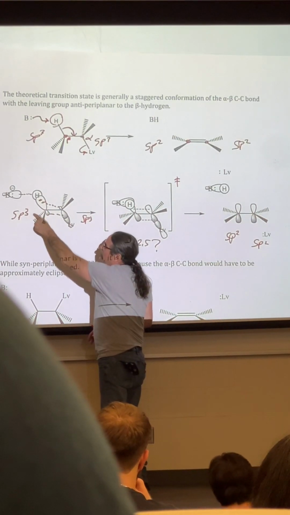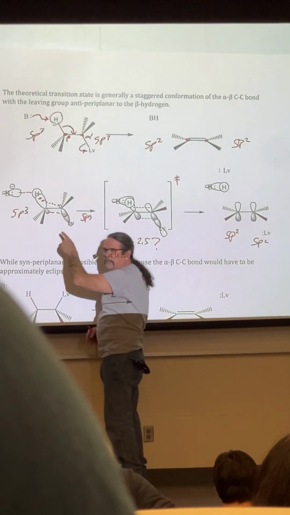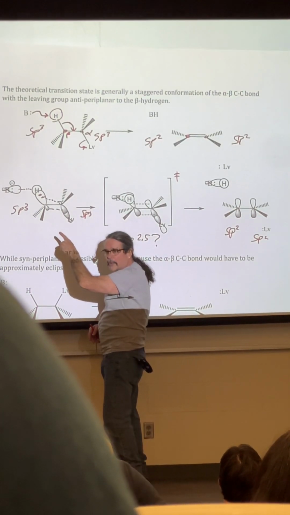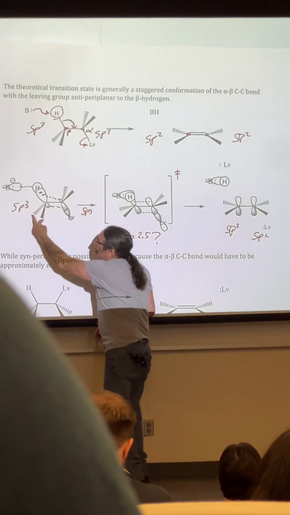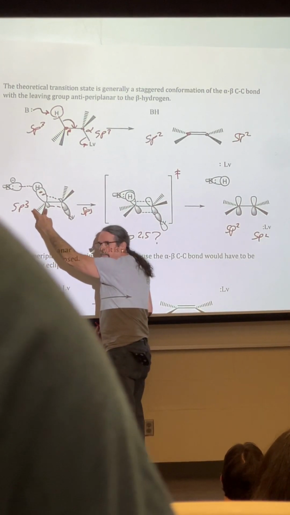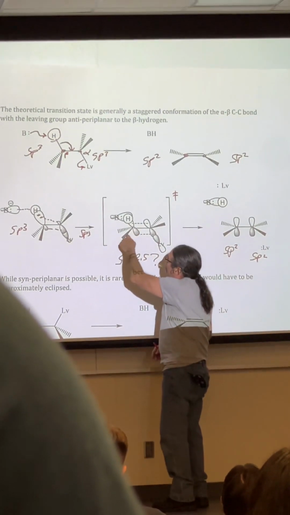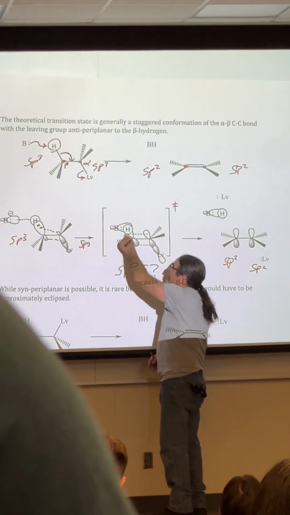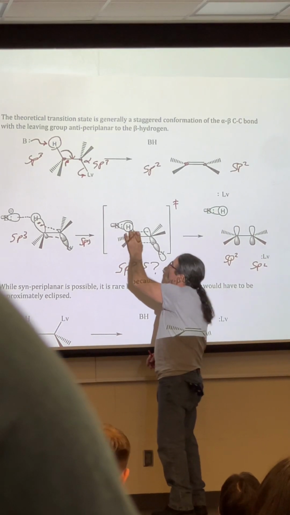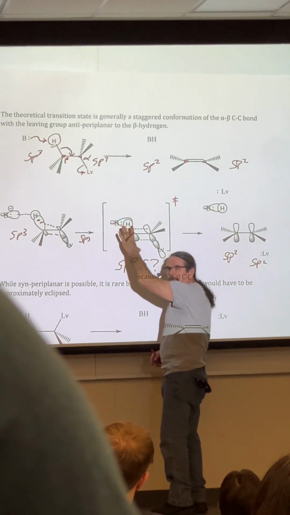And this bond angle, which is currently approximately 109, these groups here are starting to come up. It's starting to flatten out. This bond angle here is starting to approach 120. These bond angles are starting to approach 120 as this thing is starting to come off.